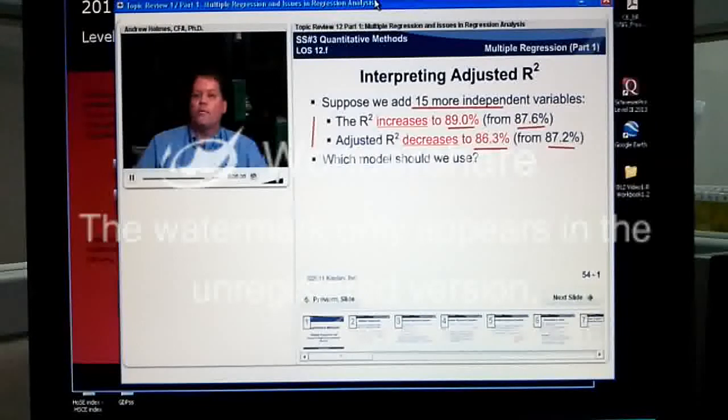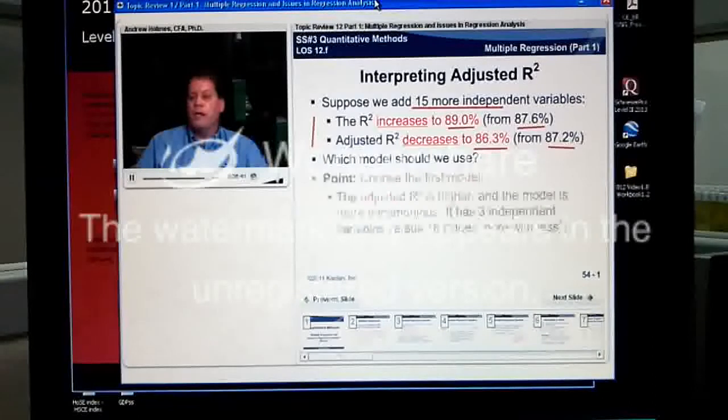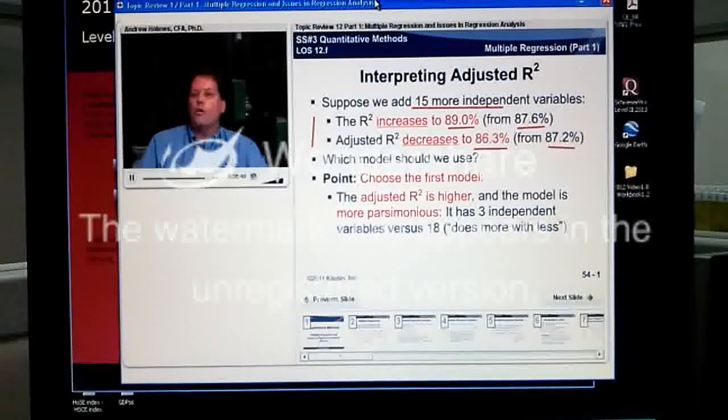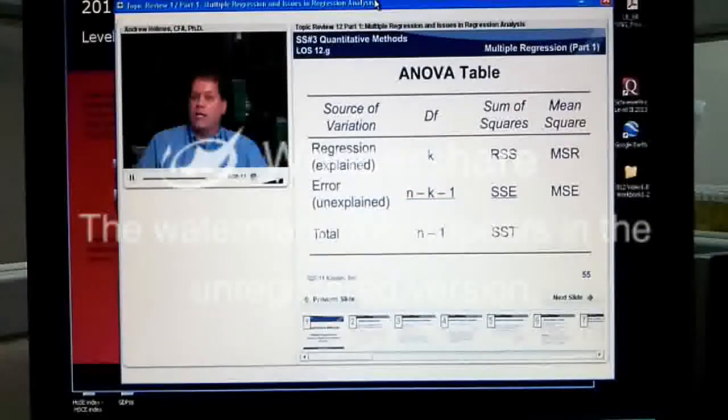So if you have a choice between these two models, which seems a little artificial, we added 15 variables all at once, but nonetheless, which one of these would you choose? You would choose the first model. Why? The adjusted r squared is higher and the model is more parsimonious. That means it is simple. It does more with less. So the more parsimonious model here is the one with the higher adjusted r squared, that is the 87.2. If you add all those variables, there's some increase in gross explanatory power, but it just doesn't justify the cost of the addition of 15 variables.